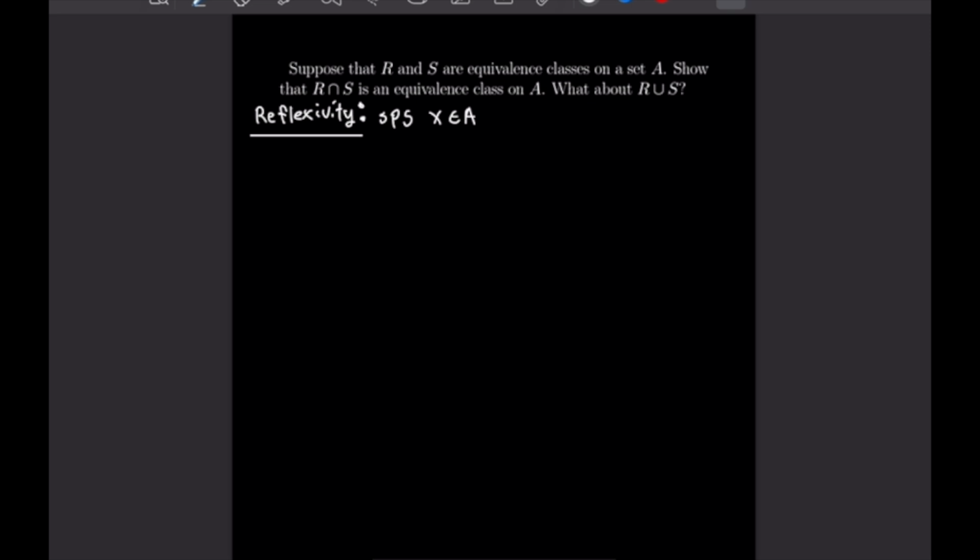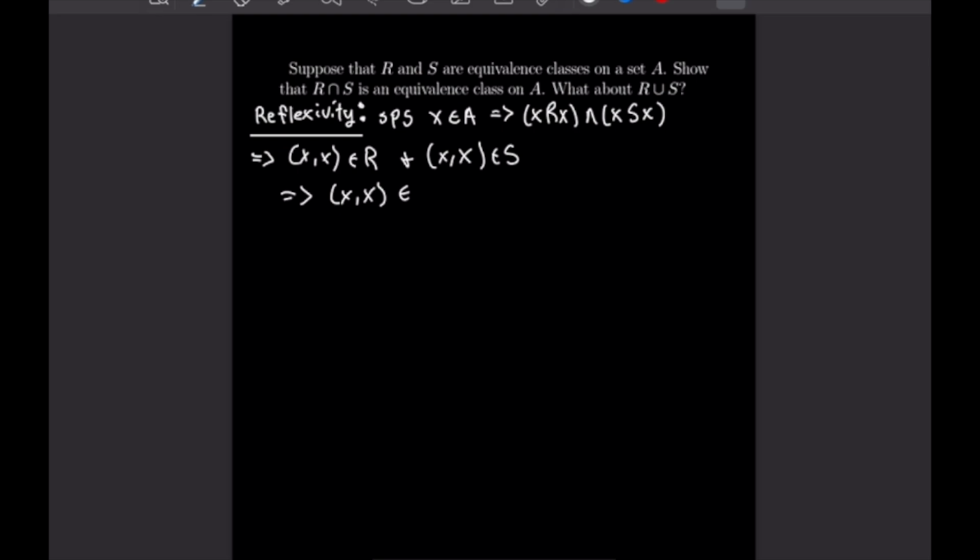But by the definition of R and S being equivalence classes, that means that we have x is related to x by R, and x is related to x by S. But that means that we have the following. We have that (x, x) is in R, and (x, x) is in S. But if it's in R and S, that means that (x, x) is in R intersect S. Great. So that finishes off our proof for reflexivity here.